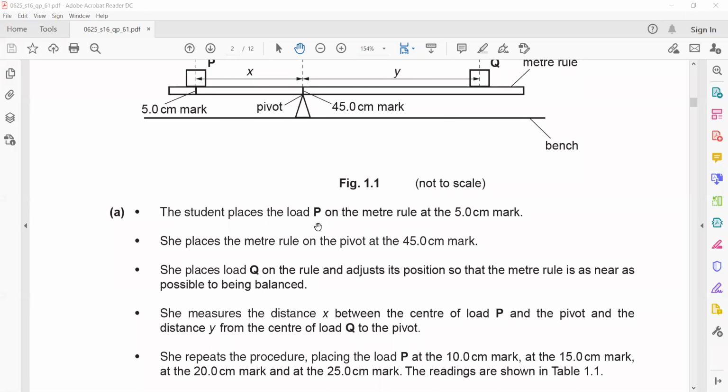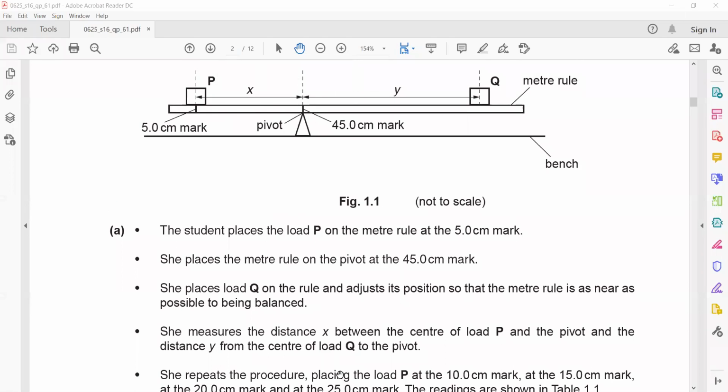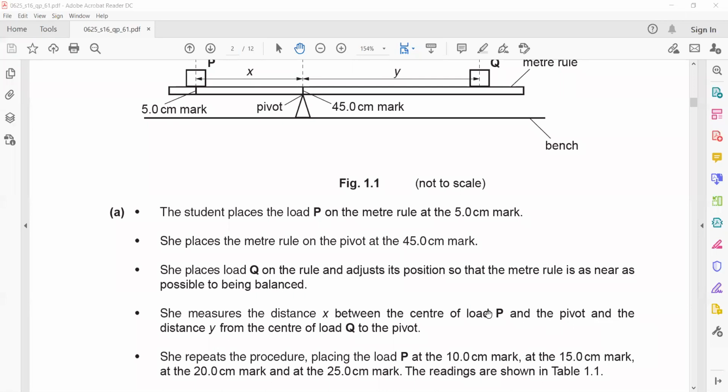The student places the load P on the meter rule at 5 centimeter mark. She places the meter rule on a pivot at 45 centimeter mark. She places a load Q and adjusts its position so that the meter rule is as near as possible to being balanced. So that meter rule will be balanced. She measures the distance X between the center of the load P and the pivot, and the distance Y from the center of load Q to the pivot.